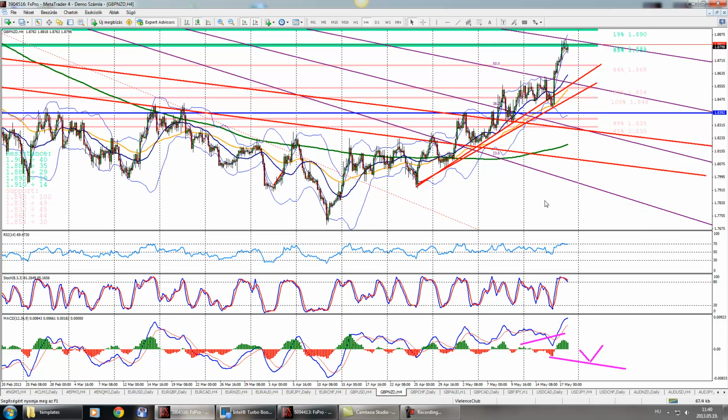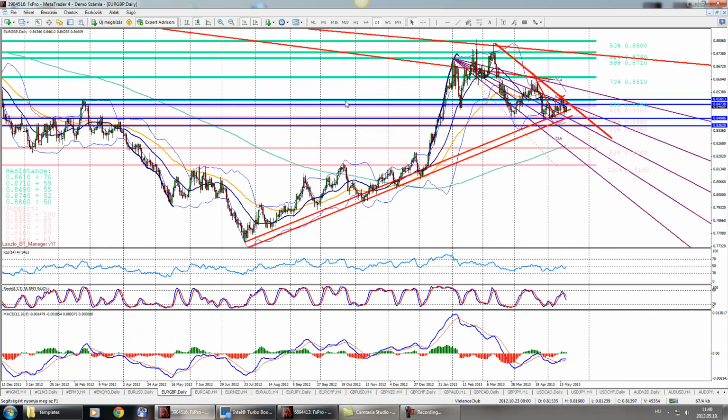Okay, friends, so that's about the pound New Zealandian, and I would like to talk about the euro pound, which is also very interesting for me, especially how the daily chart looks, because on the daily chart we have the uptrend lines, and we have a Fibonacci fan trend line on zero, which can show us the border of the sideways moves, and at the moment it looks very okay.